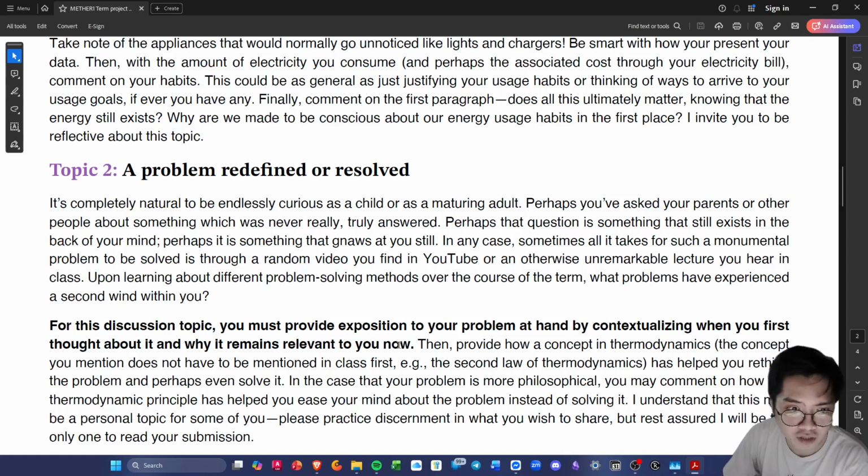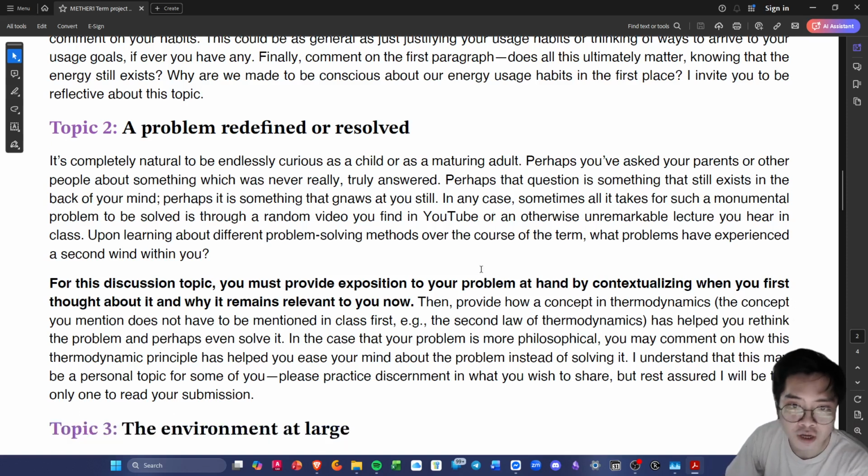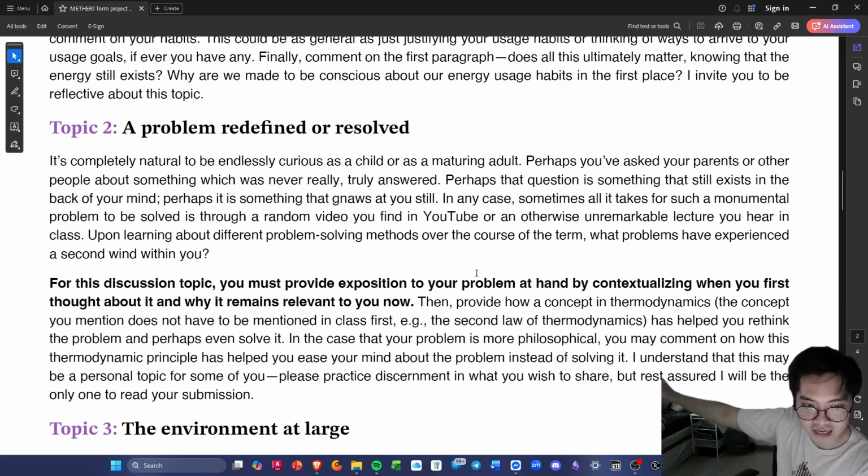For this discussion topic, you must provide exposition to your problem at hand by contextualizing when you first thought about it, and why it remains relevant to you now. Of course, I need to know what's going on, right? And then provide how a concept in thermodynamics applies. The concept you mention does not have to be discussed in class first, okay? I will be discussing the second law over the last few weeks of this term, and so you can already be ahead of me in discussing the second law in your essay.